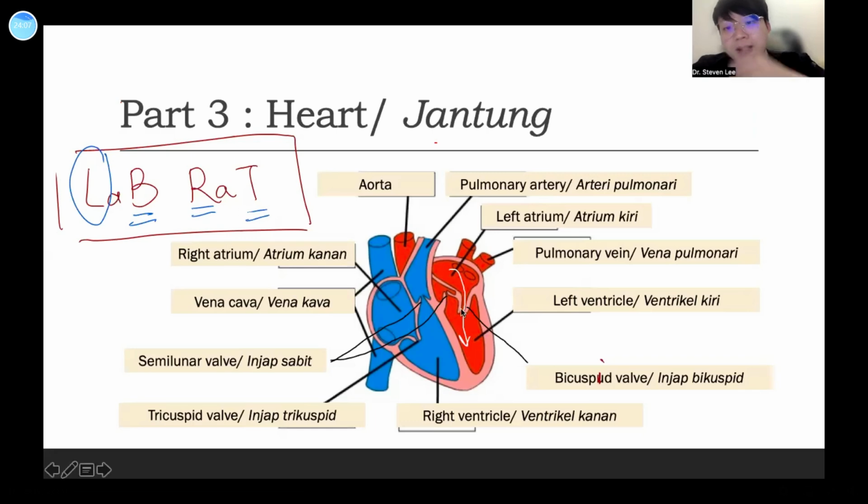Okay, so this is about labeling. Is there any question regarding labeling that you guys want to ask me? So this is something very straightforward. I don't think you've got any issue. Okay, should be no issue. So the whole direction of blood, they go in, go out, go out.